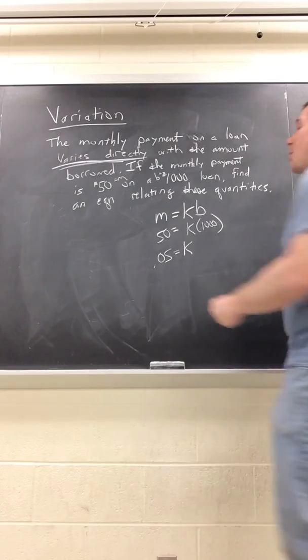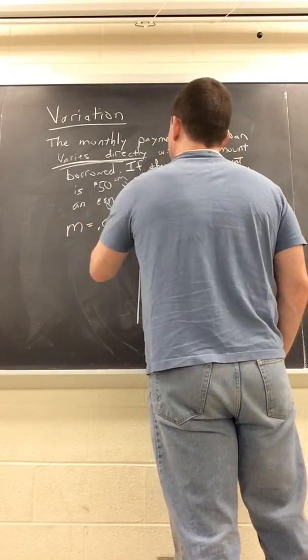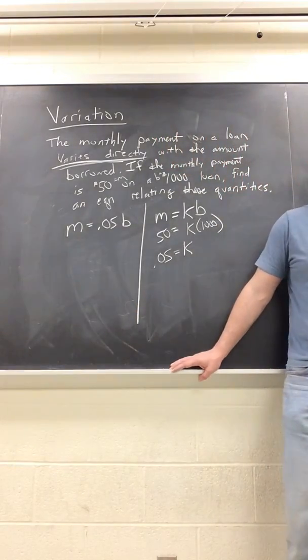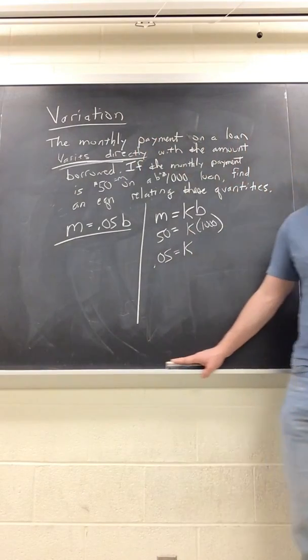Now, rewrite your equation, and you get M equals 0.05B. Now you have a nice equation, you solve for your K, and you're done. That's pretty much all we're doing.